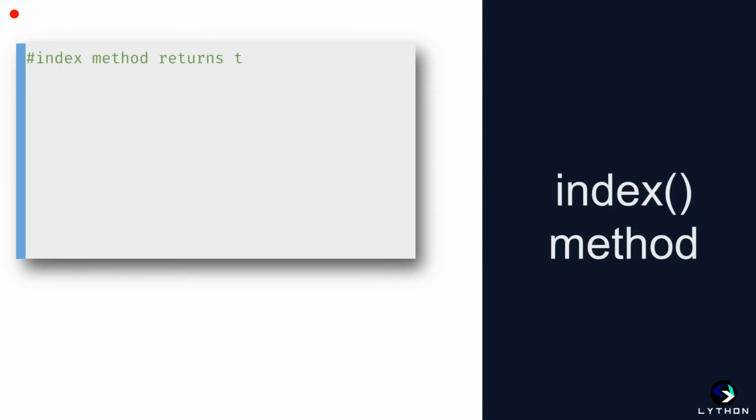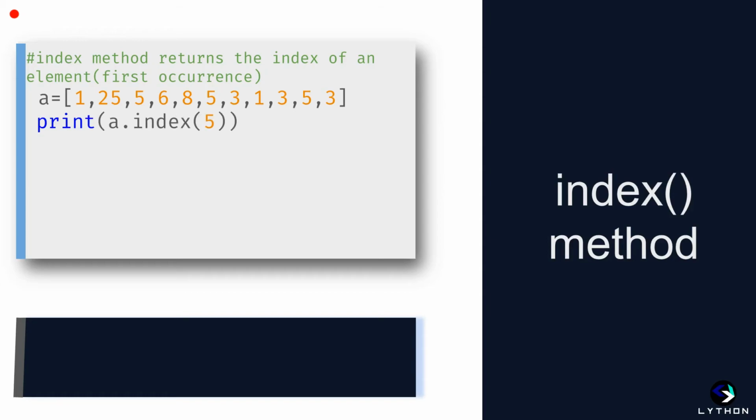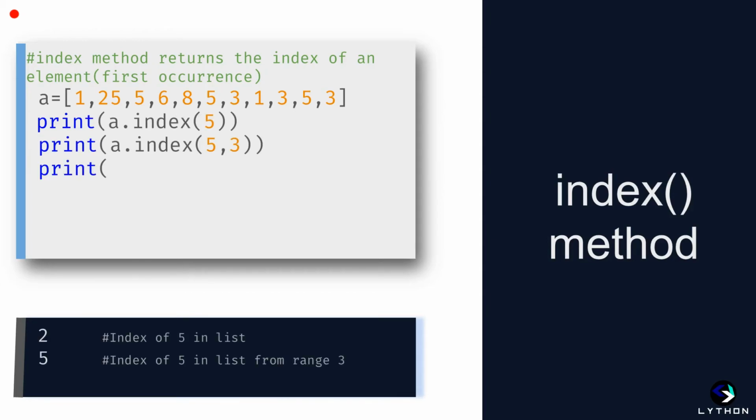Index method. Index method returns the index, or you can say location, of an element. It returns the index of the first occurrence of the element. You can also specify the range in which the element's index is to be found.